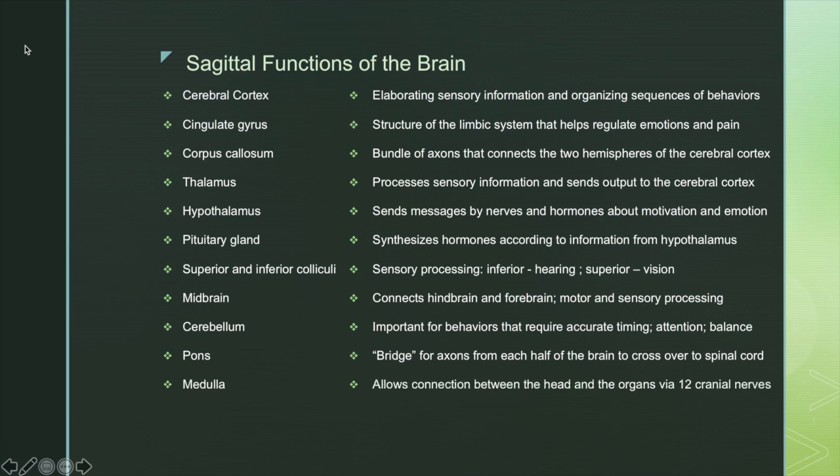The medulla allows connection between the head and the organs via 12 cranial nerves, and the spinal cord communicates with all the sense organs and muscles except those of the head.